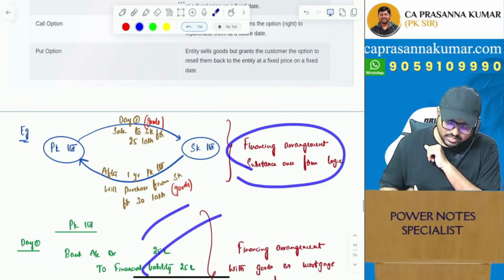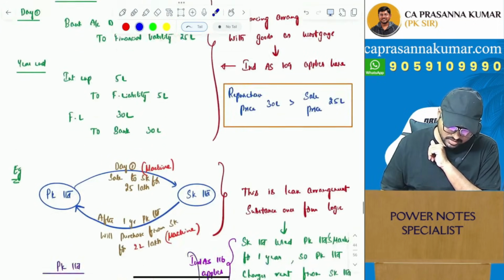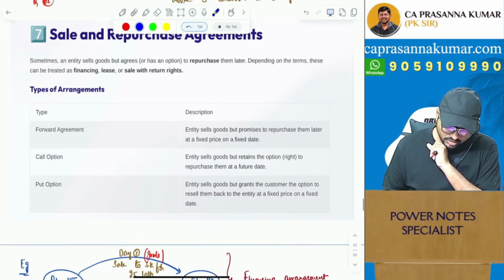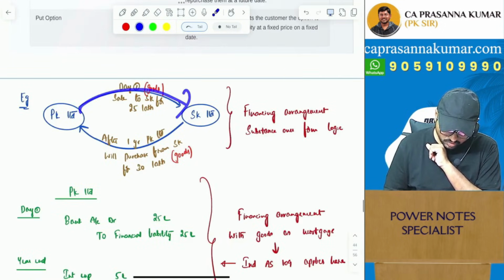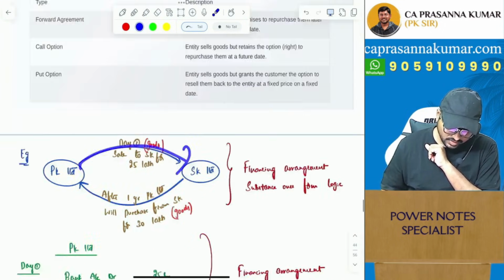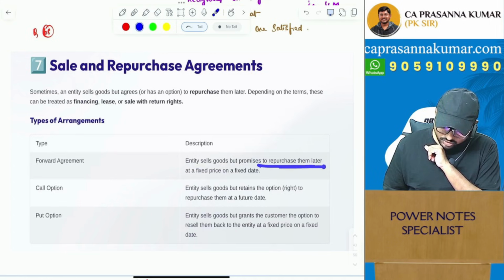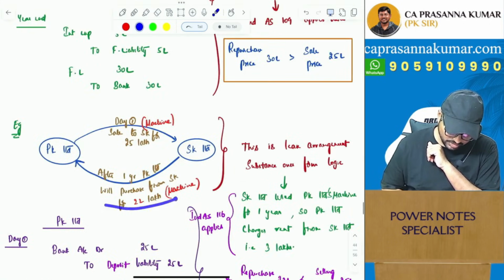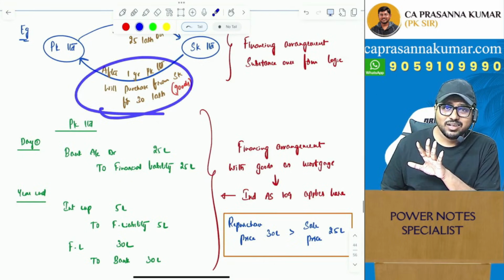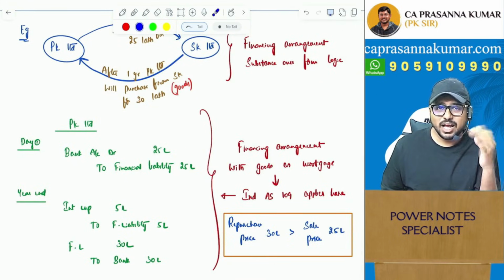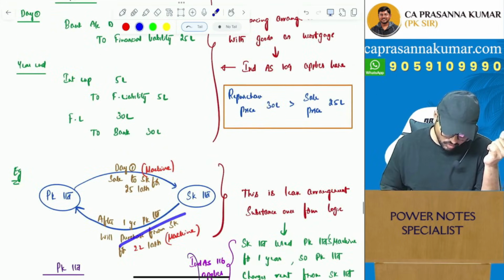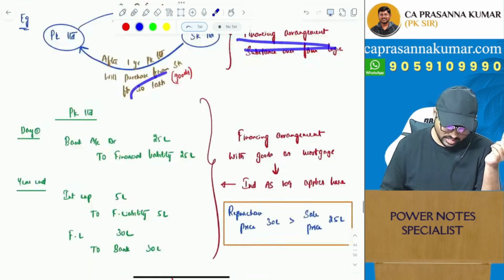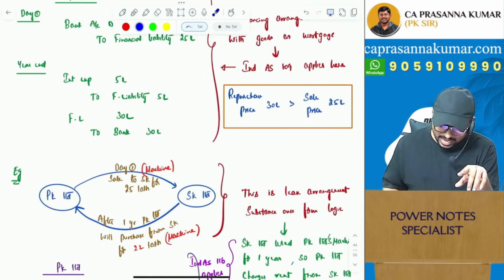In the first case, it is a forward agreement which is a financing agreement. In the second case, it is a forward agreement which is a lease arrangement. You understand the point? So the entity has sold goods, but promises to repurchase them later at a fixed price on a fixed date. That's all. He is not mentioning that the price has to be high or low. It can be high, it can be low. If it is high, it will be a forward agreement and financing arrangement. If it is low, it will be a forward agreement and lease arrangement.